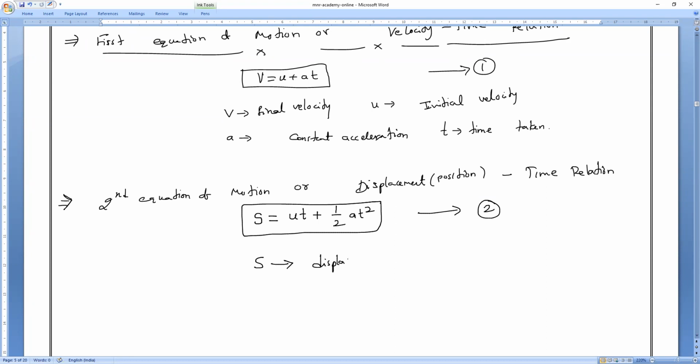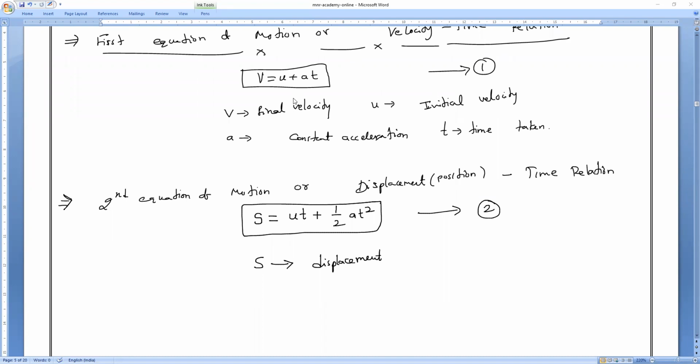S is equal to ut plus half at square. Understand? English? Yes, sir. Please make it: S is equal to ut plus half at square.